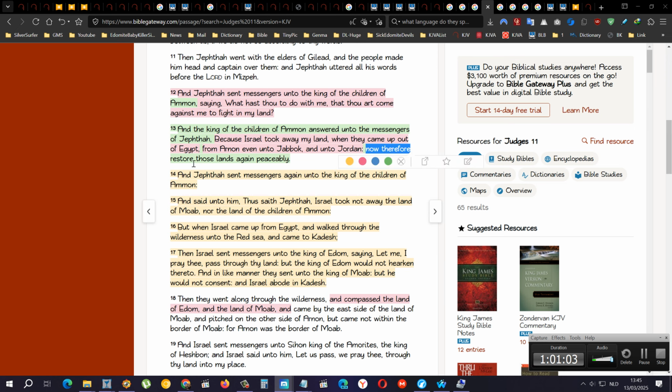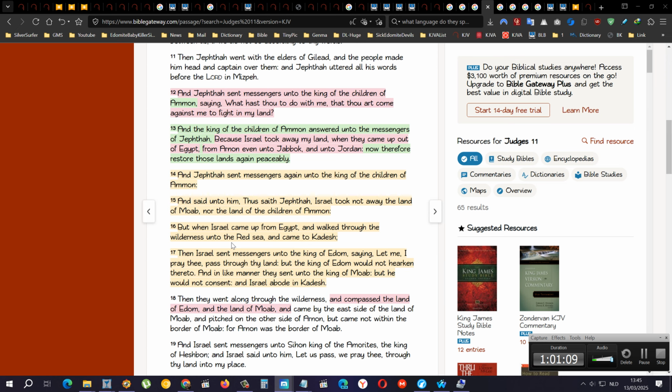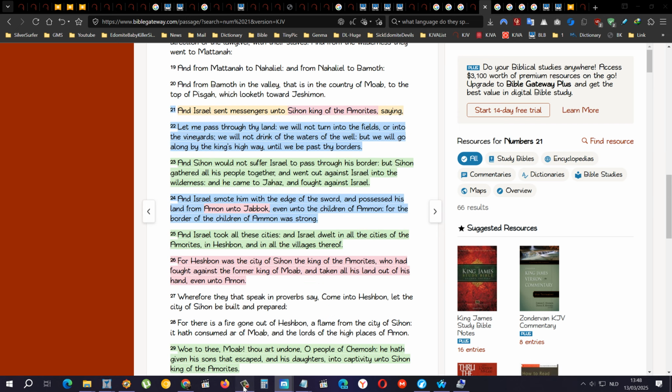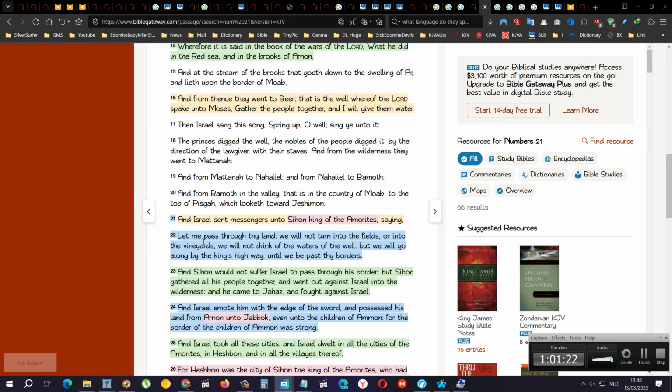Now, therefore, restore those lands again peaceably. And then he explains it here and all that type of stuff. But there's another place where it shows you that it was actually, let me see. Wait, let me get that. Right, so this is the book of Numbers, chapter 21, verse 21.